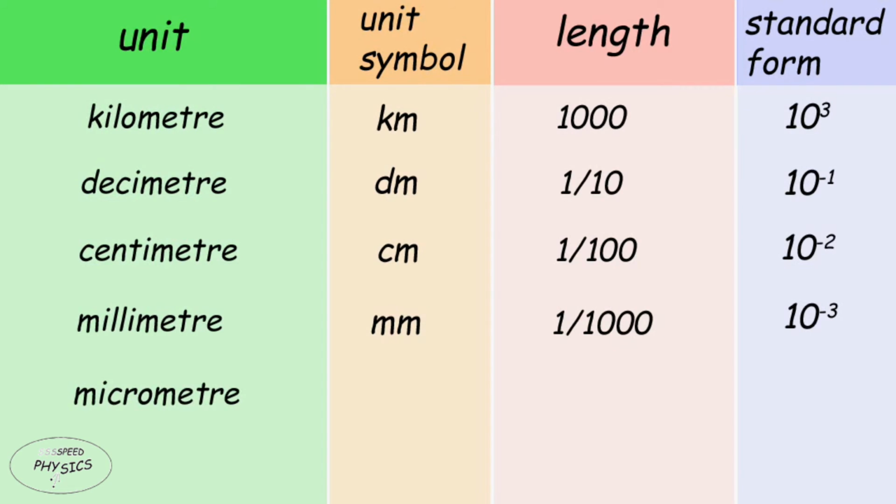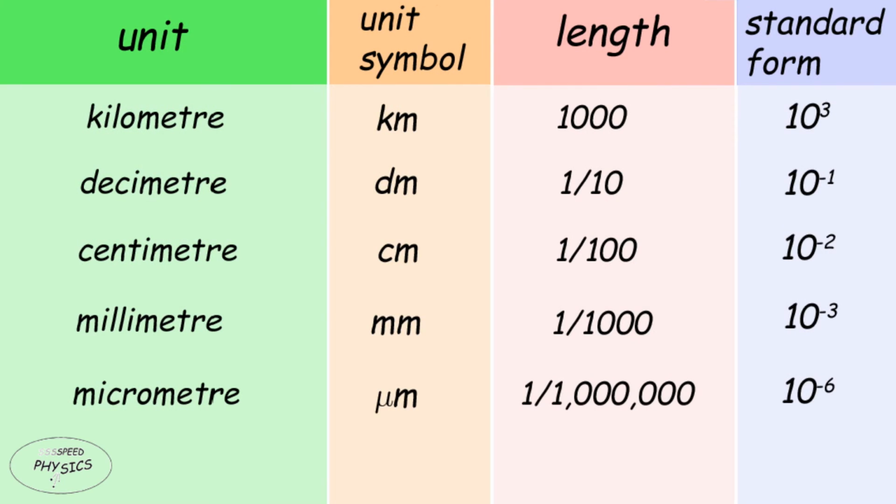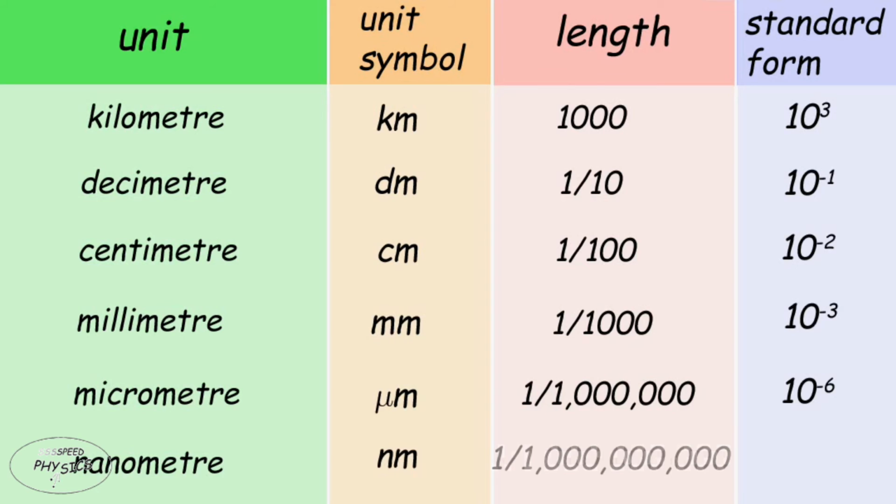Unit the micrometre or micron, unit symbol μm, length 1/millionth of a metre, standard form 10 to the power minus 6 of a metre. Unit the nanometre, unit symbol nm, length 1,000 millionth of a metre, standard form 10 to the power minus 9 of a metre.